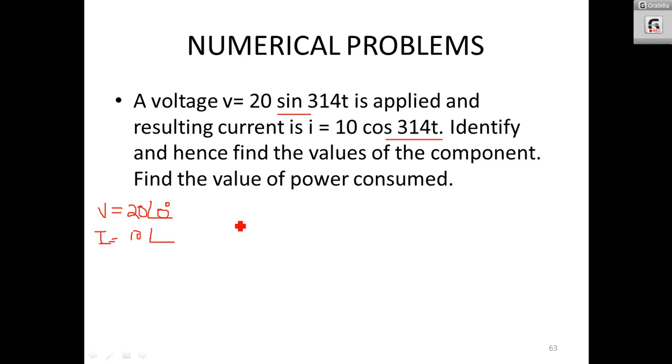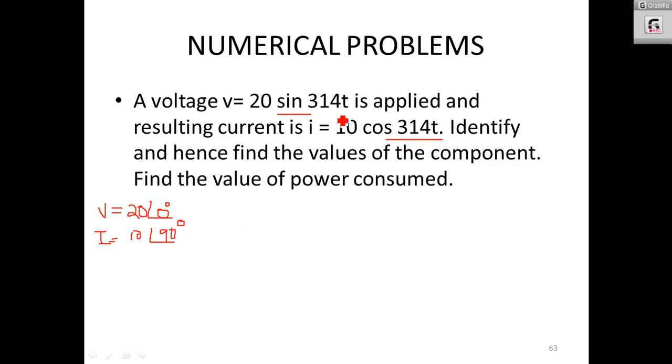If you look at the value of current, it is 10 cos 314t. What is cos theta? Cos theta is equal to sin theta plus 90. Therefore, the angle of current becomes 90 degrees. Why? Current is cosine and voltage is sine, so the angle between sine and cosine is 90 degrees.